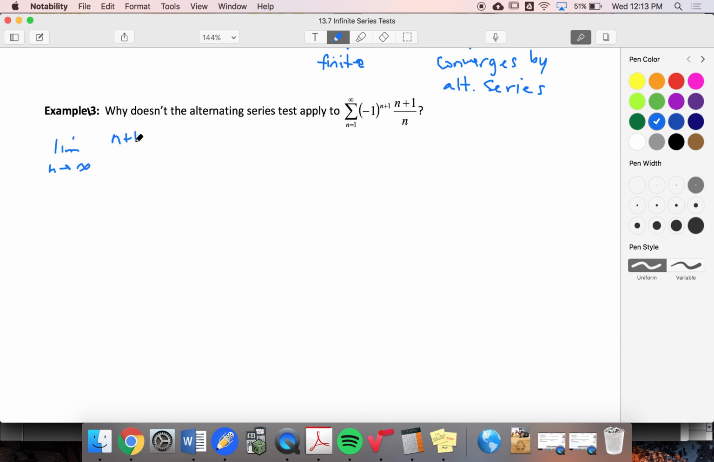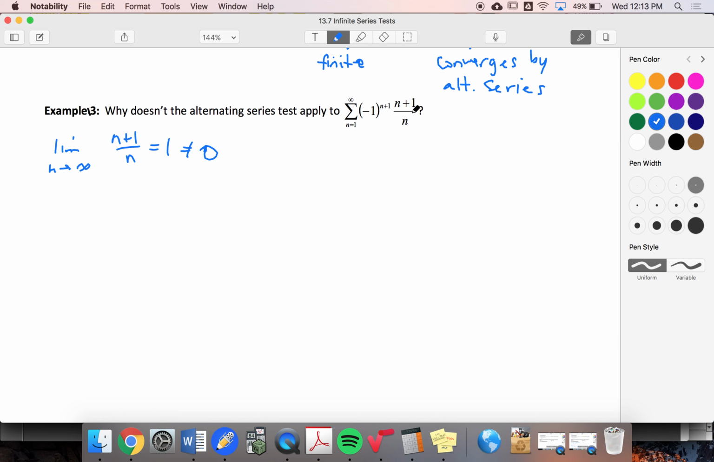If I look at (n plus 1) over n, that's equal to 1, which is not 0. So I can't use the alternating series test. But it's interesting to keep looking at, and maybe we'll want to apply the ratio test, which we're going to see in a few videos later. And we could try that.